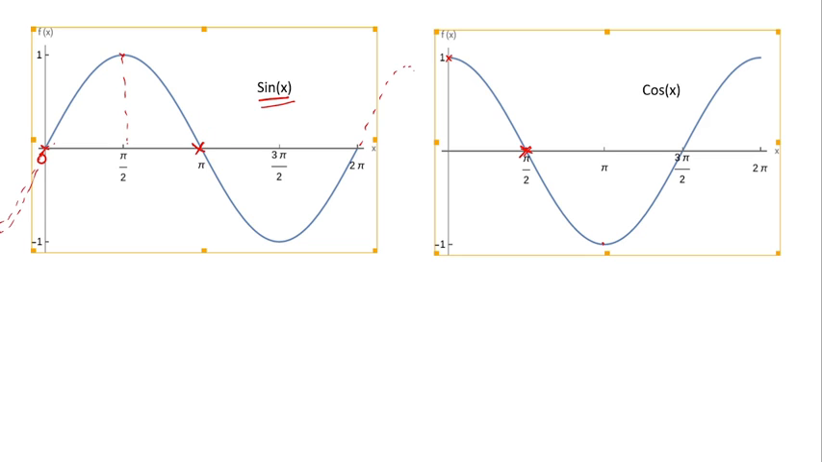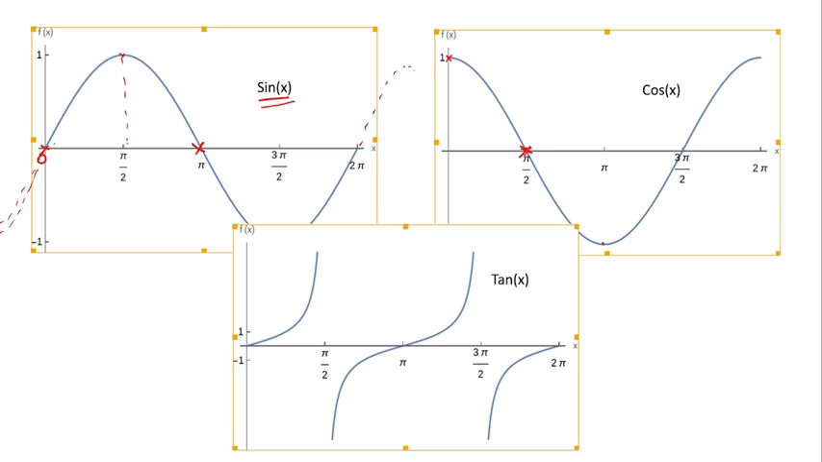Now, let's look at the third function. The third function is quite interesting, which is basically the tan function. The tan function looks somewhat like this. Although I have plotted from 0 to pi, 2 pi as before, tan also extends in the negative domain. It might look somewhat like this in the negative x direction.